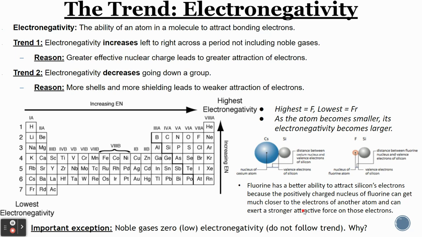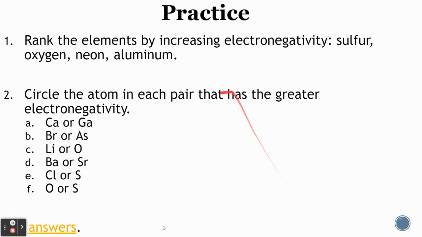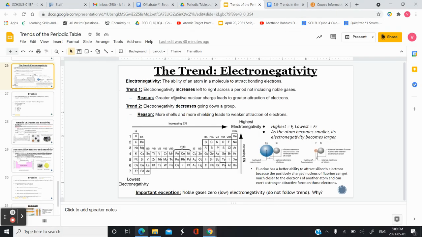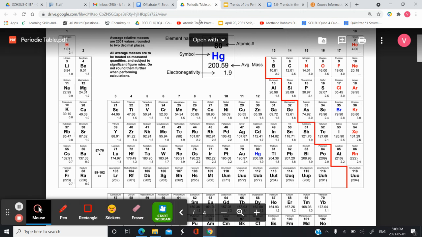Just like we saw for all the other trends, you need to be able to answer questions regarding these trends, especially ranking elements based on the trends and figuring out which one's higher or lower. So we'll do some sample problems regarding that as well. Electronegativity is going to be very important later on because we're going to be drawing molecules and figuring out where electrons like to hang out within those molecules, and that's something we'll be using electronegativity for.